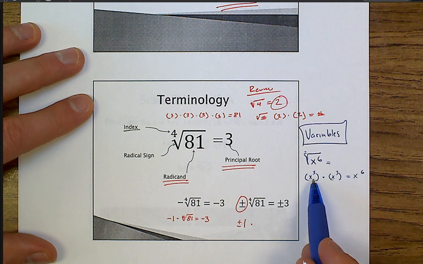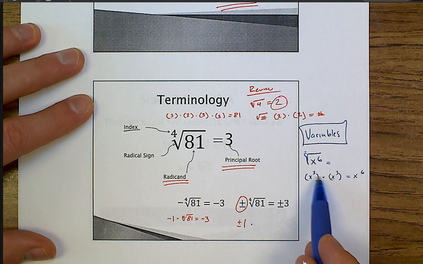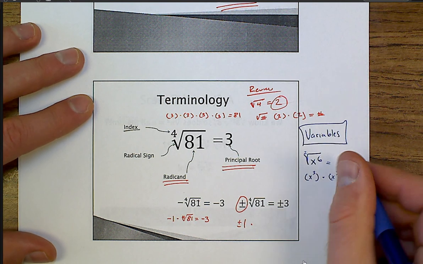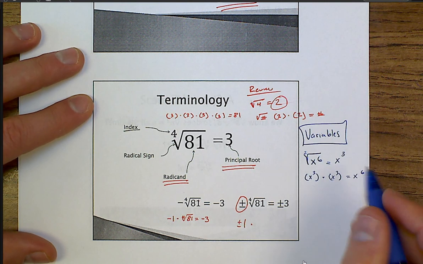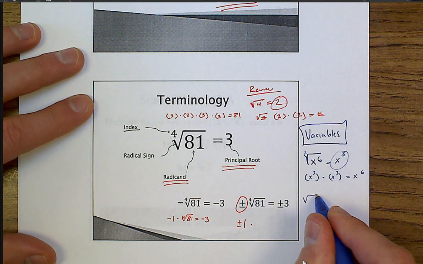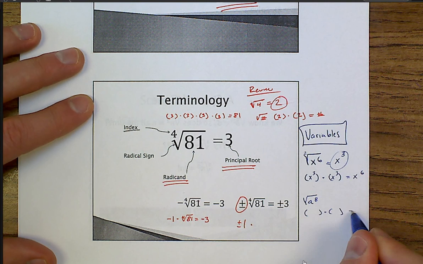When we multiply these, we add the exponents. 3 plus 3 is 6. So the answer to this is x to the 3rd, okay? If I take the square root of a to the 8th, again, in your mind you're thinking what 2 terms multiply together to give you a to the 8th, which would be a to the 4th.